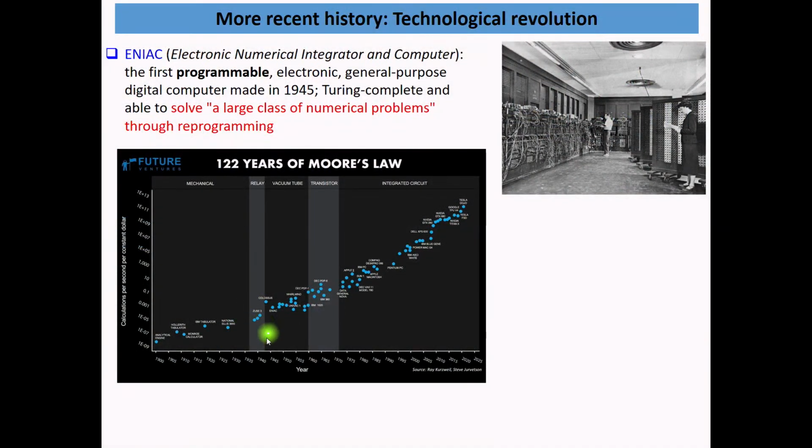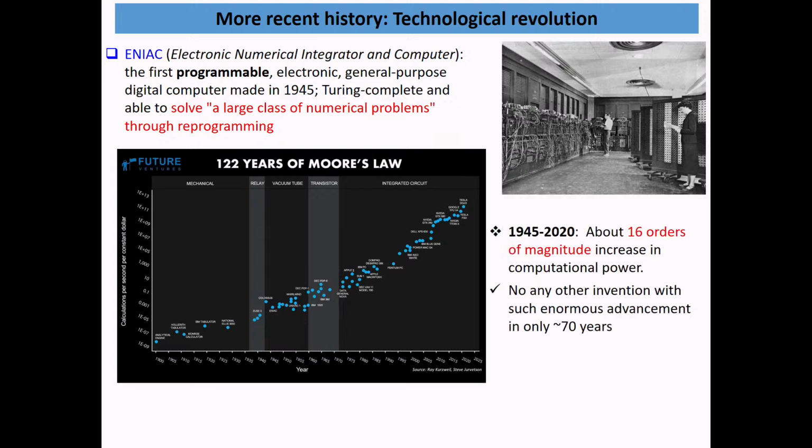But look now at the evolution. Since 1945, it has been only about 75 years. It's a very small period for human history. Despite that, if you see here the advancement of computational power, and again, I said per constant dollar, not the total one, but for the same amount of money, there is an increase of 16 orders of magnitude already. So there is no other invention in human history that so far has seen such enormous advancement in only 70 or 75 years. So this is really a big thing.